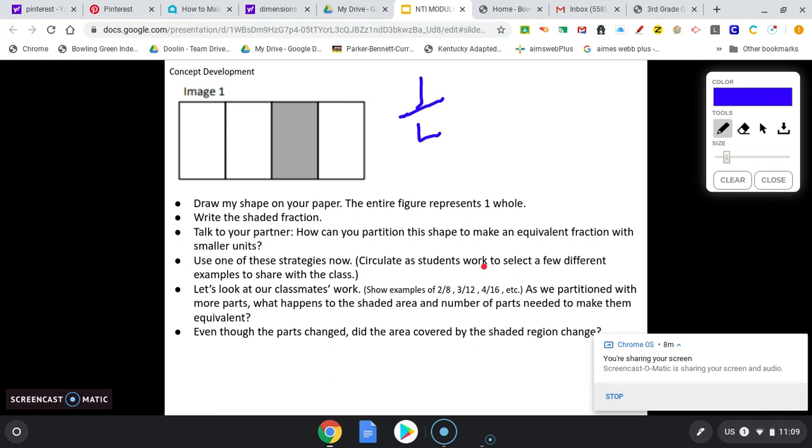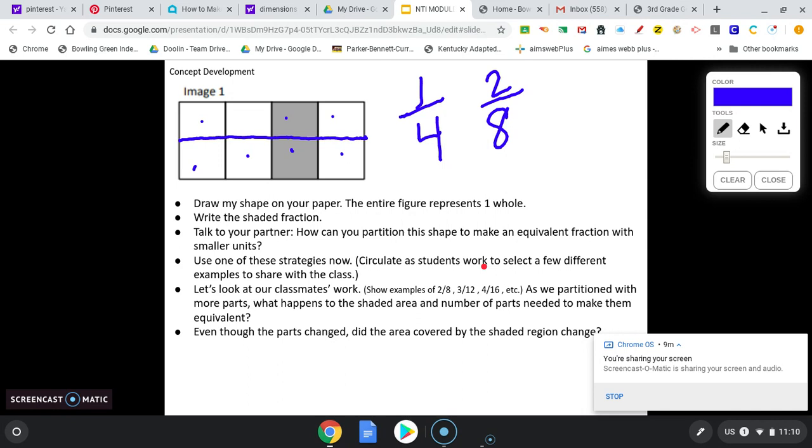So 1/4 is shaded. Now, how can you partition the shape to make an equivalent fraction with smaller units? Think about that. Talk with somebody at home about that. Very good. You can take it and you can partition it right down the middle. Now, what is our fraction? We have 2 parts shaded, and there's 1, 2, 3, 4, 5, 6, 7, 8. 2/8 of this rectangle is shaded.